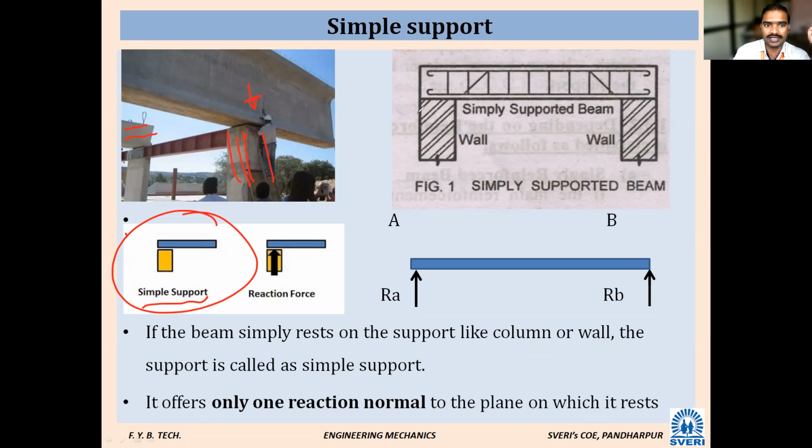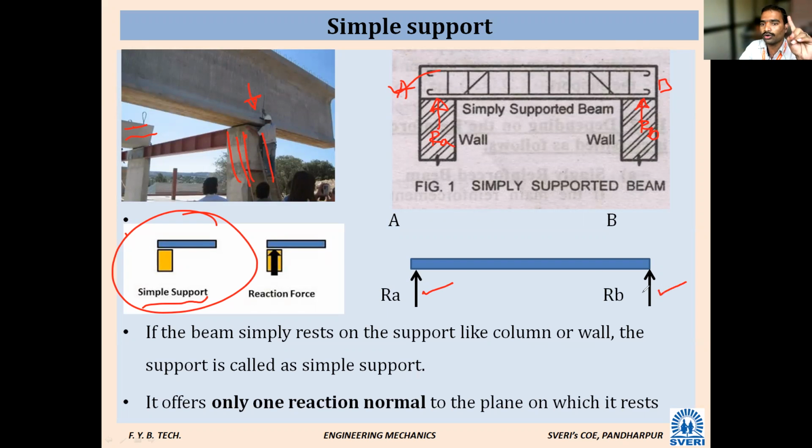See in this figure, there is a beam. So it is a simply supported beam. It means the beam has just rested on the wall. The reaction is typically denoted like this. This is point A and this is point B. At point A, the reaction is Ra. At point B, the reaction is Rb.